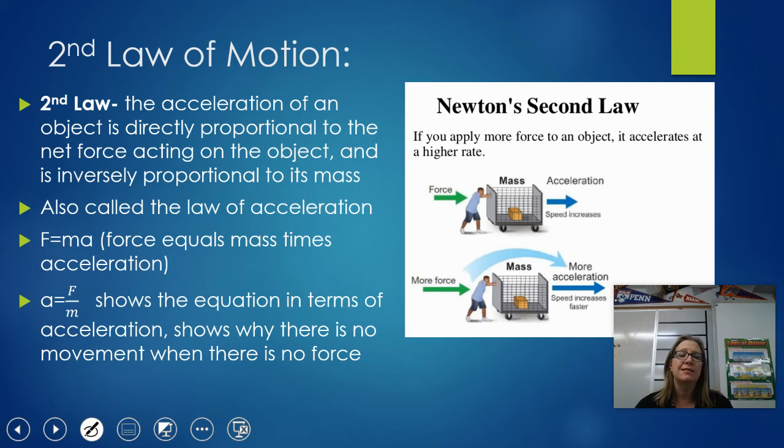But the mass is inversely proportional to the acceleration, which means the bigger the mass, the slower the acceleration. That should also make sense. Heavier things are going to go slower because they require that much more force to move them, okay? This form of the equation also shows us why there is no motion without force. If I put 0 in here for force, then acceleration is 0. The object is not going to move, okay?